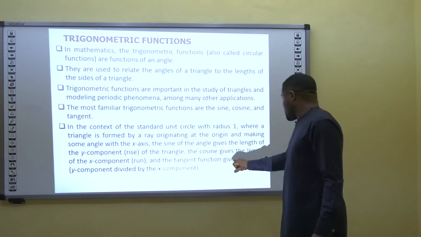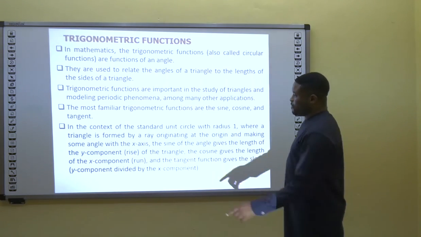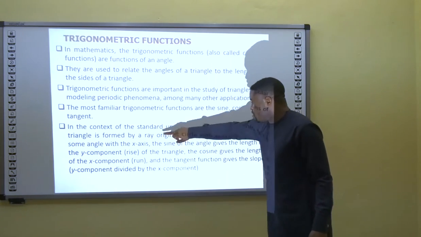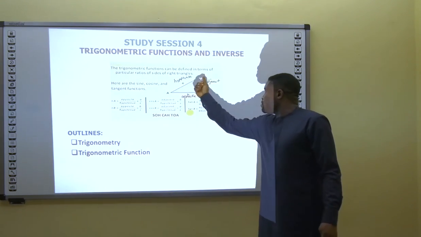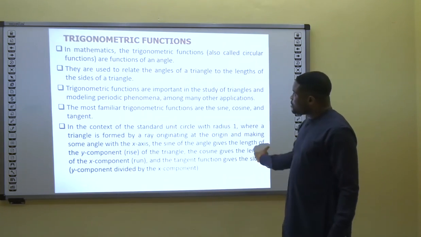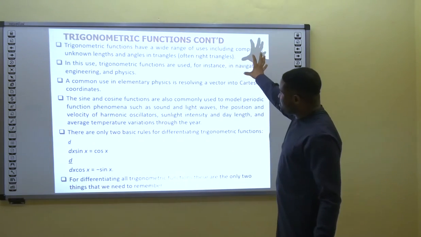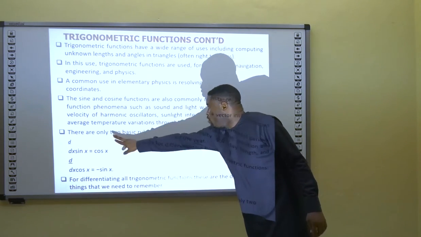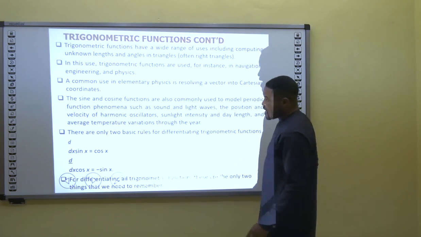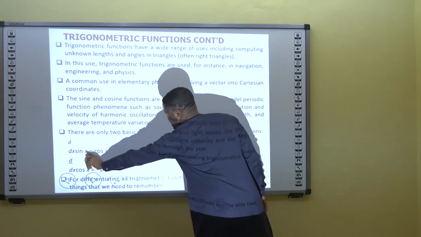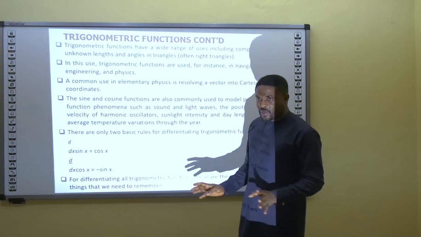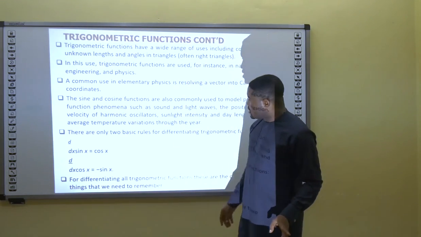So when we look at the cosine, it gives us the length of the x component, and then the tangent function gives us the slope. So if you look at this, you see that it's a kind of slope which is representing the tangent function. So we have this, and then there are only two basic rules for differentiating trigonometric functions. And those rules are d/dx sin x is equal to cos x. This is just a formula that you should remember whenever you are looking at trigonometric functions.